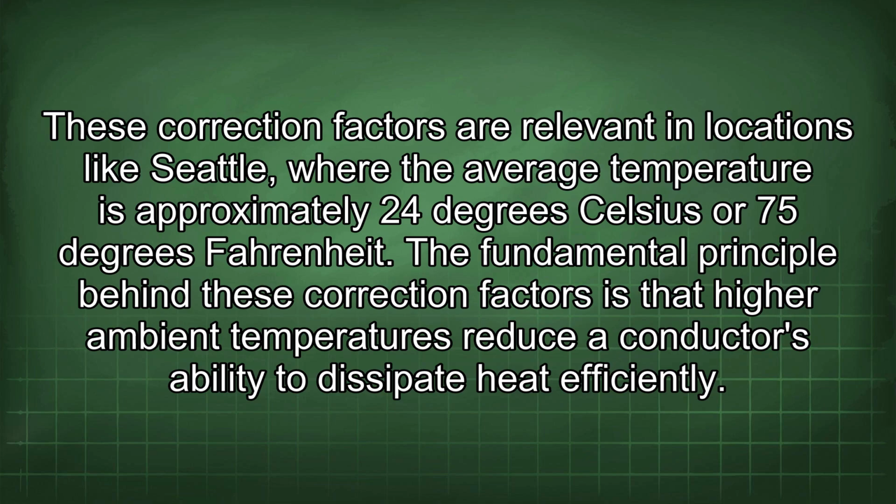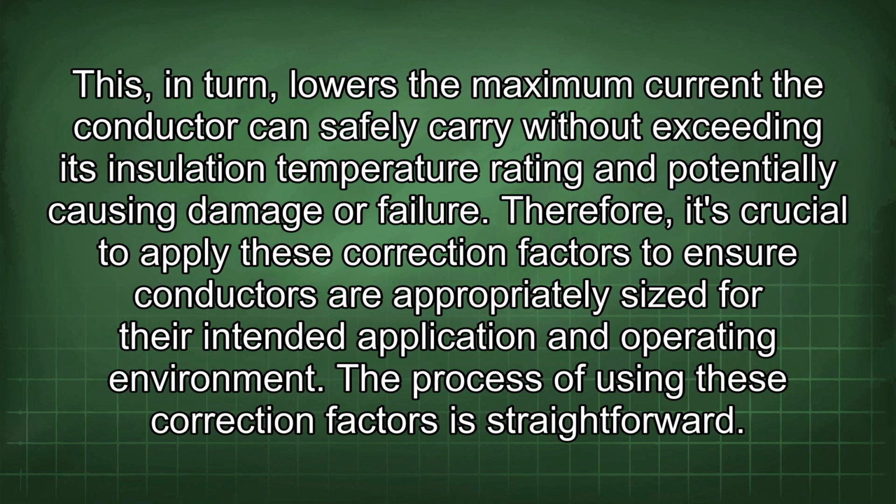75 degrees Fahrenheit. The fundamental principle behind these correction factors is that higher ambient temperatures reduce the conductor's ability to dissipate heat efficiently. This, in turn, lowers the maximum current the conductor can safely carry without exceeding its insulation temperature rating and potentially causing damage or failure. Therefore, it's crucial to apply these correction factors to ensure conductors are appropriately sized for their intended application and operating environment. The process of using these correction factors is straightforward.